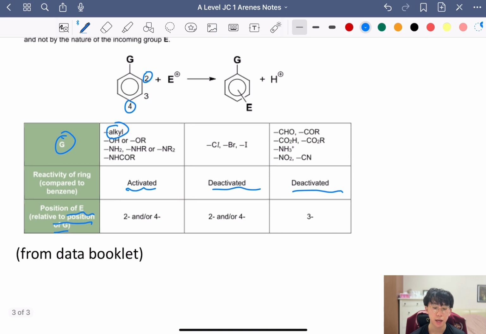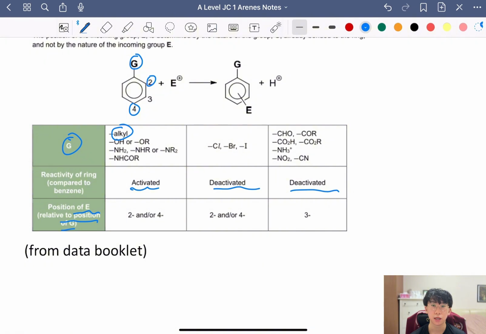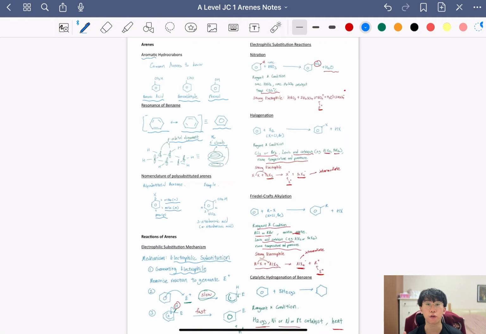So for example, if I have the alkyl group in the substituent G position, this will activate the benzene ring, and for reactions like your nitration, for example, you wouldn't need to have the temperature at around 55 degrees Celsius. You can actually have the reaction at 30 degrees Celsius. So that's all for arenes.